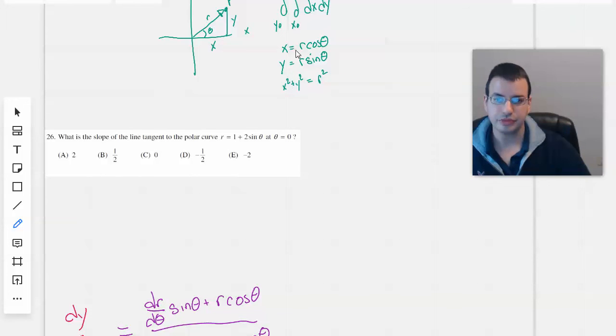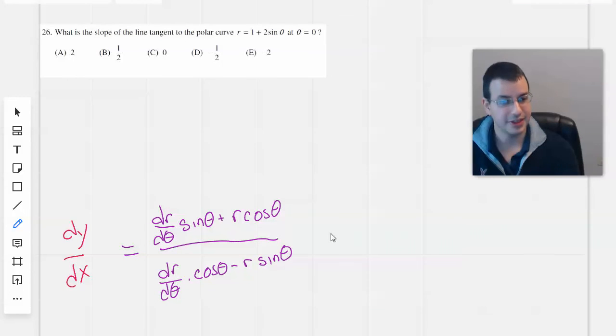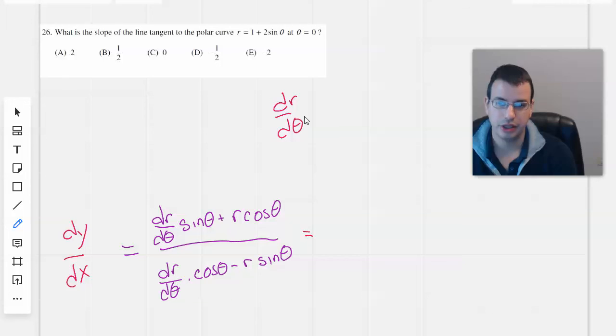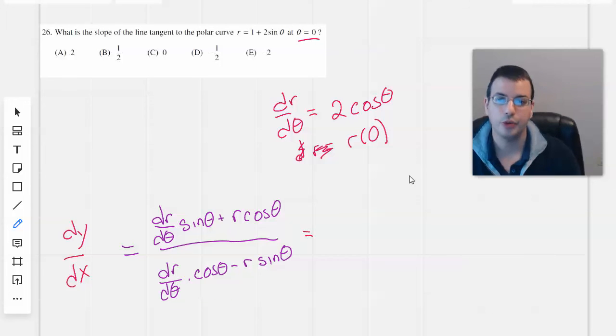So you find dx/d theta, you find dy/d theta, then you take dy/d theta divided by dx/d theta. Don't forget to do the product rule. And then you get this right here. So in this case, then, dr/d theta equals, derivative of 1 is 0, and then we have 2 cosine theta, and then we have r at theta equals 0, because we're told theta equals 0, would be 1, because sine of 0 is 0.